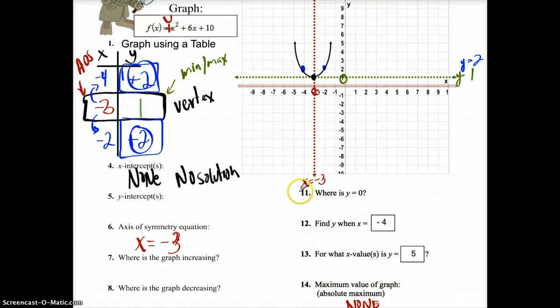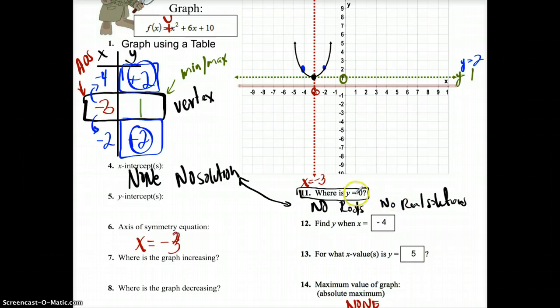Okay, and that is the same thing as this one, y equals 0, number 11. Because this is y equals 1, this is y equals -1, therefore this line must be y equals 0. I know that these two are the same, and I'm going to say no roots, no real solutions. Okay, I can also say no zeros, no real zeros.